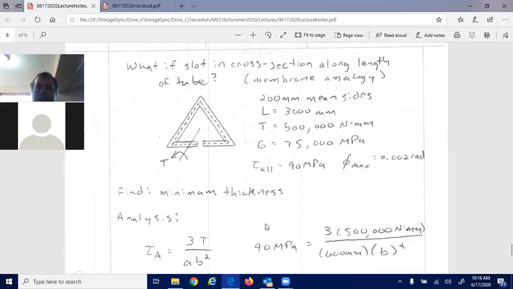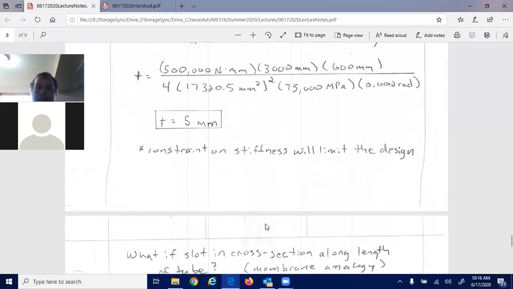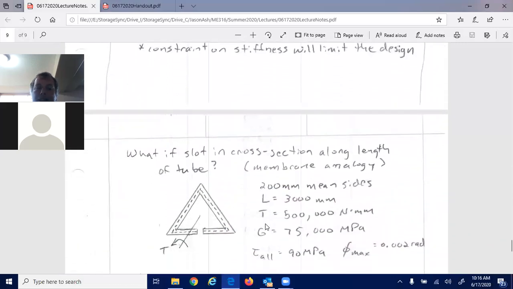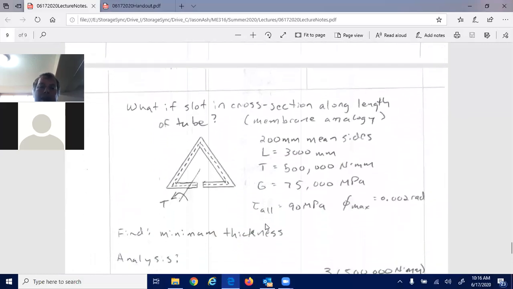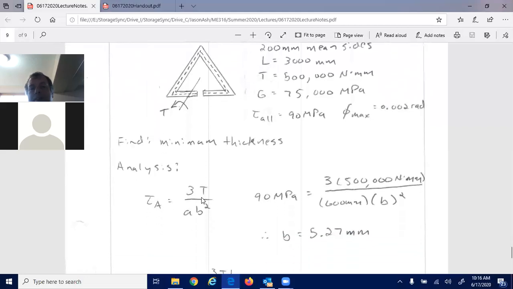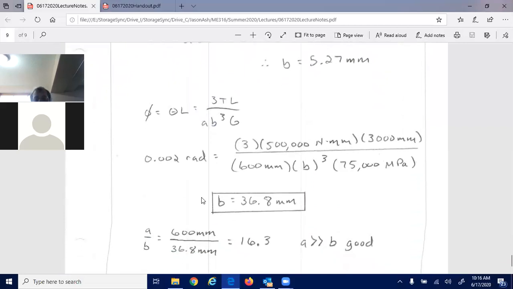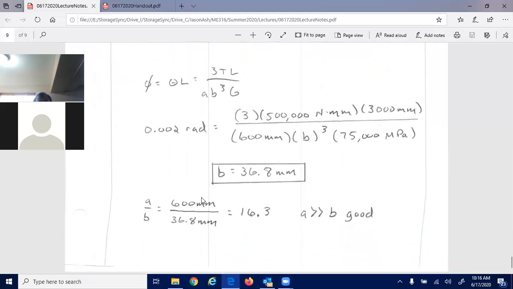But with that, you really see the increased design requirements if you have an opening, a slot running along the length of your cross section. It's not really able to support torque as easily. You're going to have to increase the thickness by a factor of 7 in order to do so. But that really finishes out our chapter on torque.